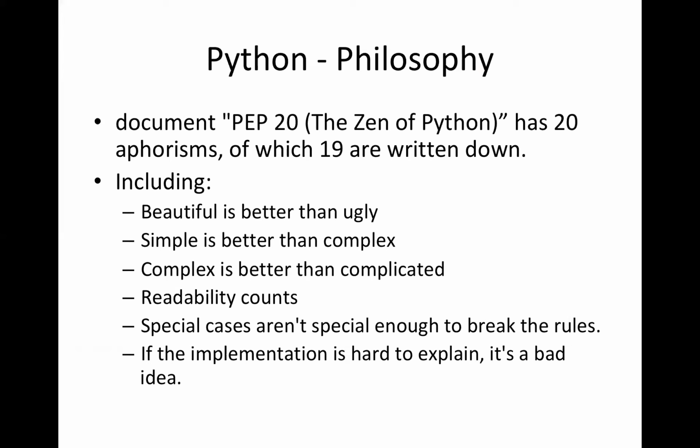This goes back to the core philosophy of Python, which is consistency. Just because you've come up with some great special case, that is not, in general in Python, good enough to break the rules. You need to stay consistent. And if the implementation is hard to explain, it's a bad idea. So he came into this programming language thinking, we're going to make something that is just beautiful and simple and makes everybody really happy to program in it.